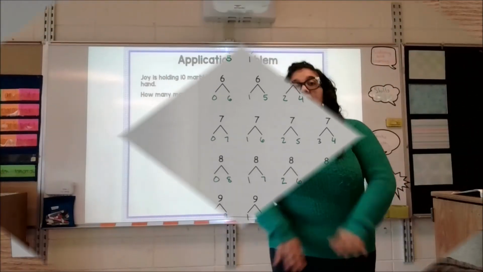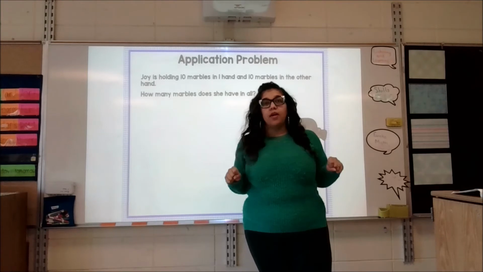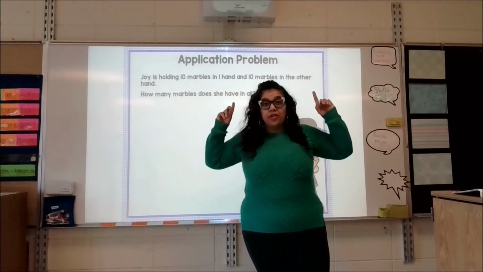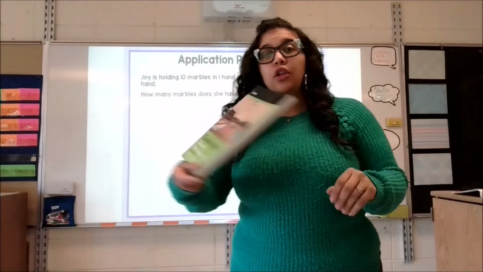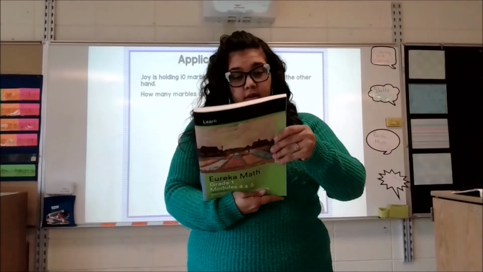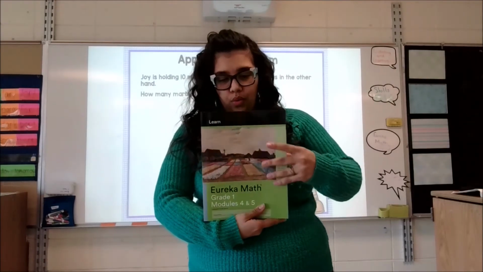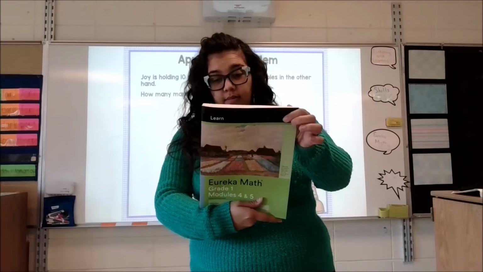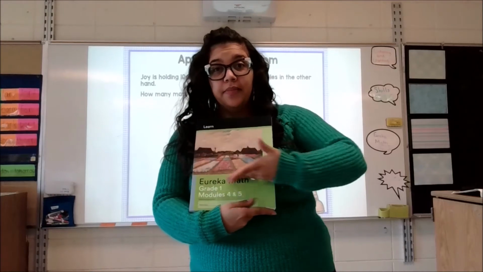Great job on that fluency activity today, breaking apart the numbers. Let's go ahead and continue with our lesson. We're going to move into our application problem, which, as always, is in the Learn book. What's the name of the picture again? Yes, The Flower Beds in Holland. Ooh. This is oil on canvas on wood, painted by Vincent van Gogh in 1883.